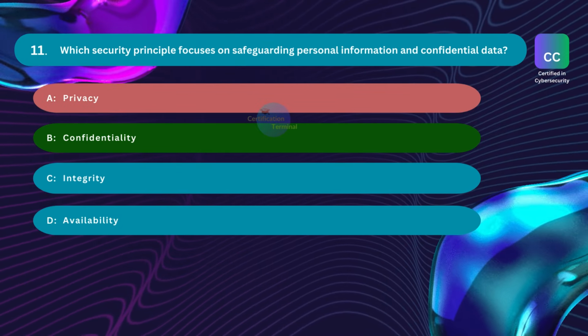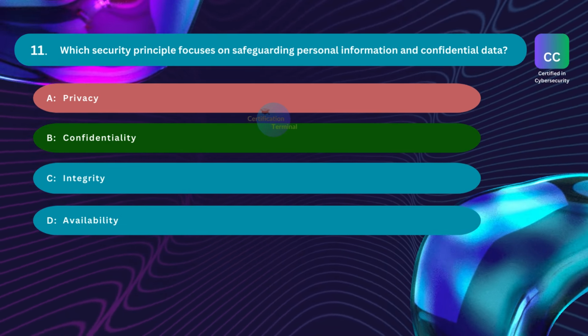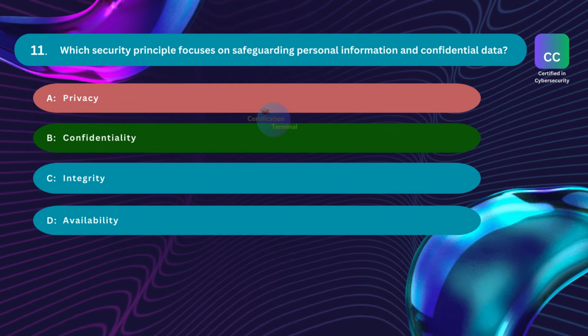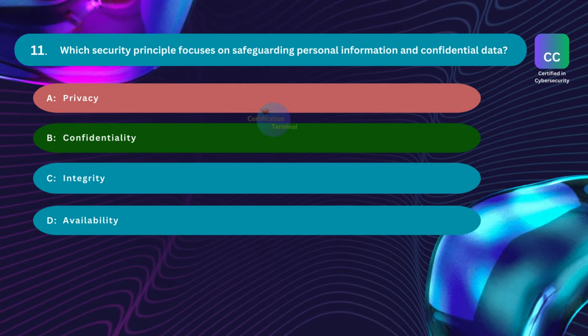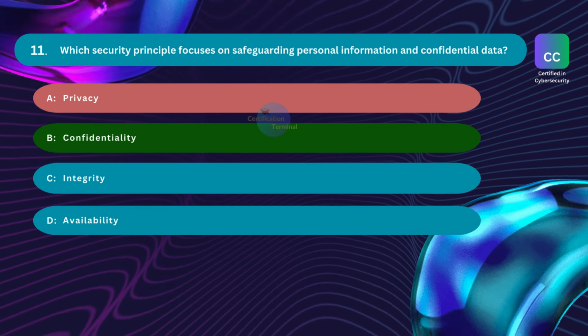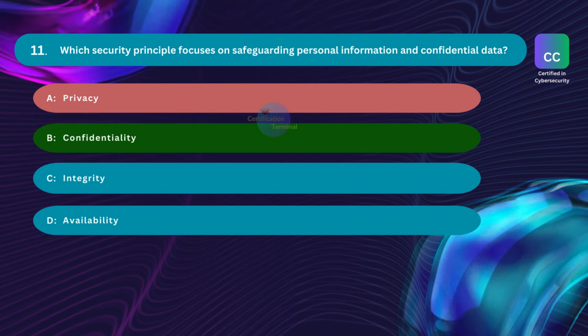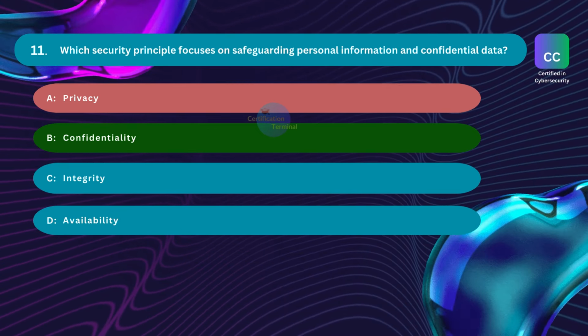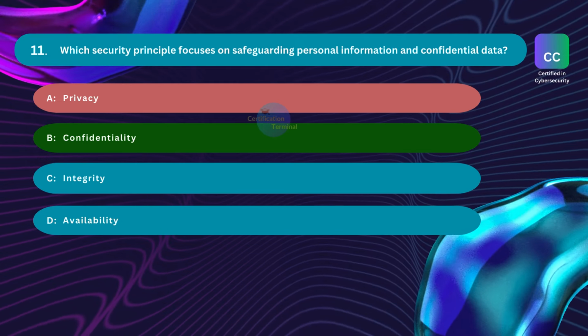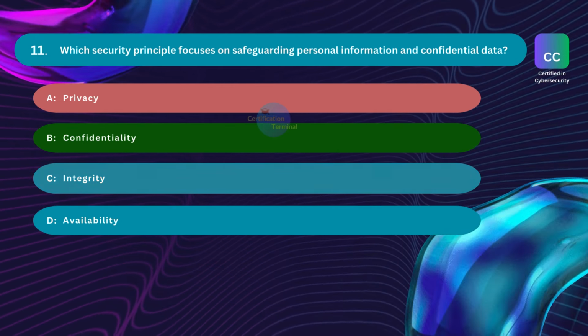Option A, Privacy, is incorrect. Privacy is an overarching concept that encompasses the protection of personal information. While privacy is closely related to confidentiality, it extends beyond information security to cover broader aspects, including legal and ethical considerations. Confidentiality, on the other hand, specifically addresses the protection of sensitive data from unauthorized access or disclosure.